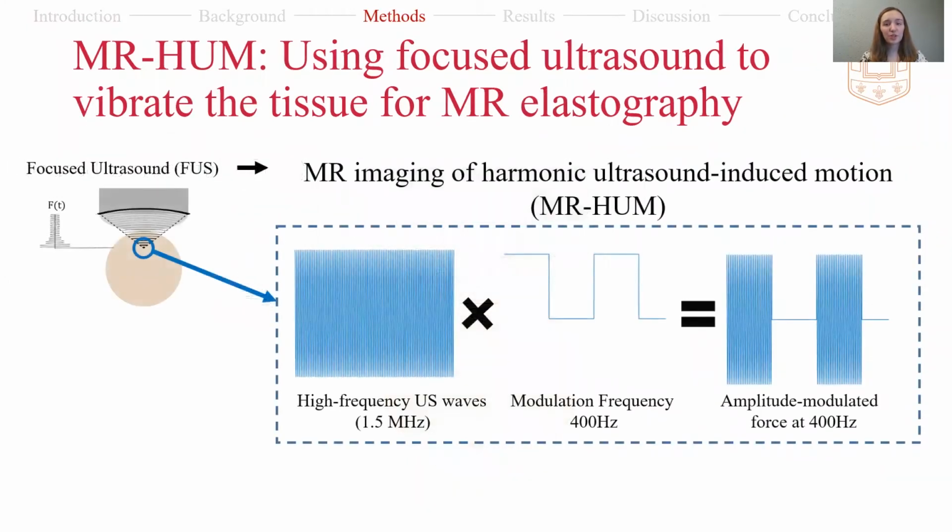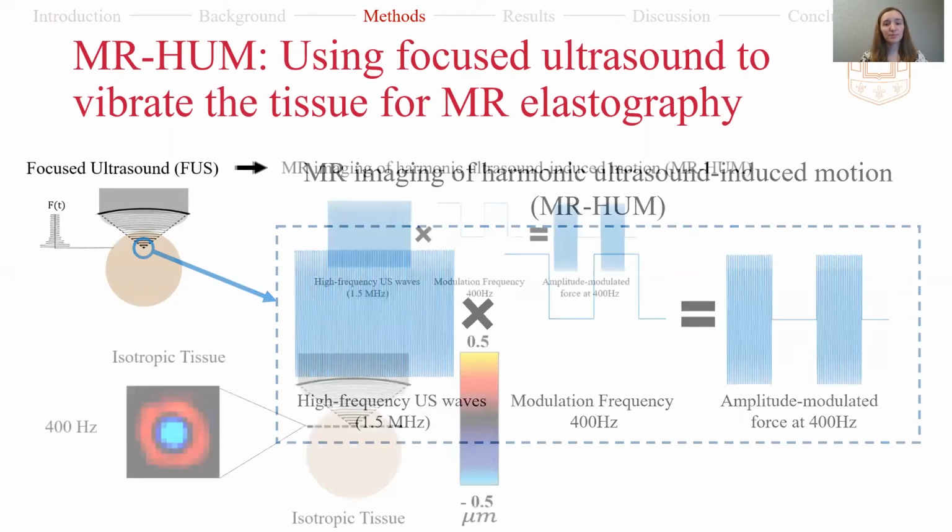We can investigate the material properties of tissues by using MR imaging of harmonic ultrasound-induced motion, or MR-hum. In this method, the high-frequency ultrasound waves are modulated with a lower-frequency square wave. This creates an amplitude-modulated force at the focus that can provide harmonic shear waves at the square wave frequency. The displacement of this harmonic shear wave can be measured by MR elastography using a phase contrast imaging sequence.